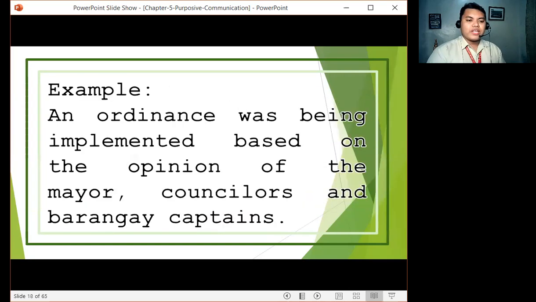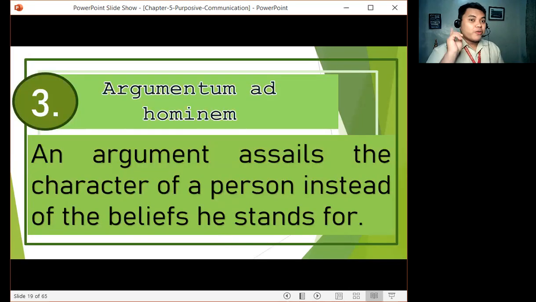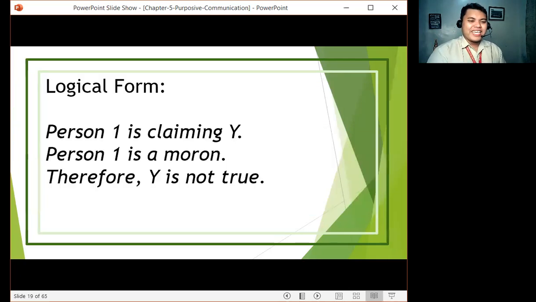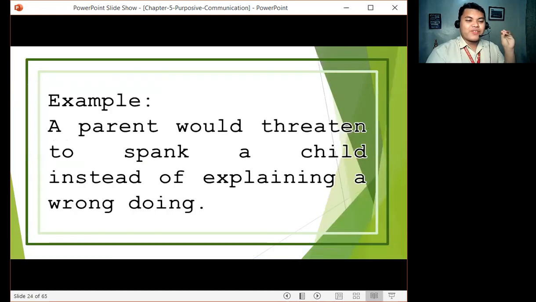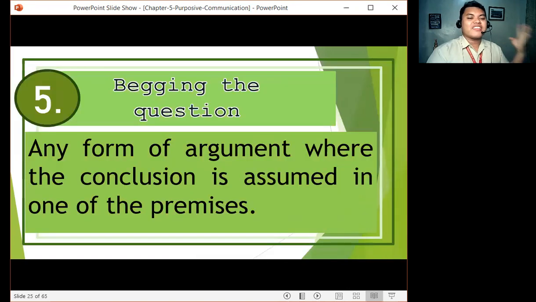Okay? So next, argumentum ad hominem, the character of a person. You need to remember that. Next, ad baculum, one force or one rule. Kung ano yung gusto kong sabihin, yun yun. Kung anong gusto kong gawin, yun yung gagawin ko. Walang iba. That's ad baculum. And the fifth one is begging the question. Any form of argument where the conclusion is assumed in one of the premises. You're trying to ask the question considering it's already understandable.